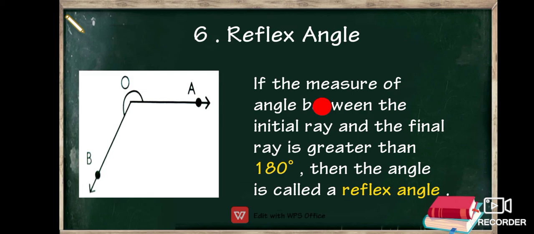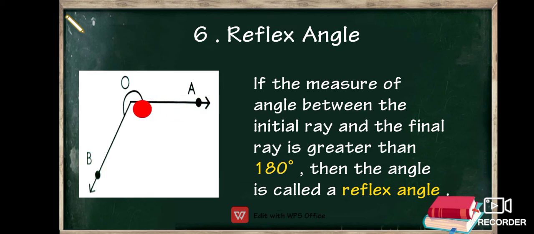If the measure of the angle between the initial ray and the final ray is greater than 180 degree, so what is the keyword? It is greater than 180 degree. Then the angle is called reflex angle. So 180 degree means what? It is a straight angle. If it is greater, then after 180, 181, 182, 244, 236, like that, that angle is known as reflex angle.